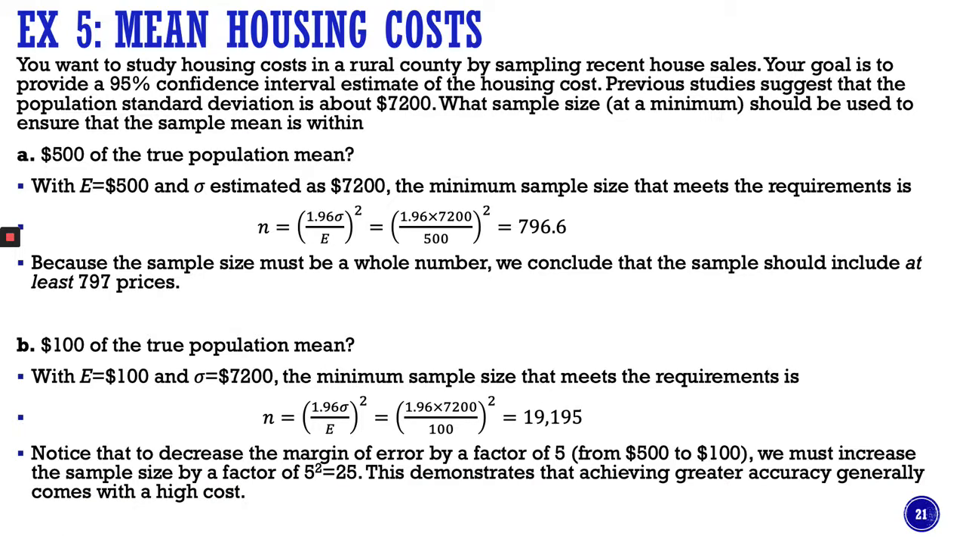So notice that to decrease the margin of error by a factor of 5, we must increase the sample size by a factor of 5 squared, which is 25. This demonstrates that achieving greater accuracy generally comes with a high cost. So pay attention to, if you are decreasing that margin of error, you're going to have a larger and larger sample.